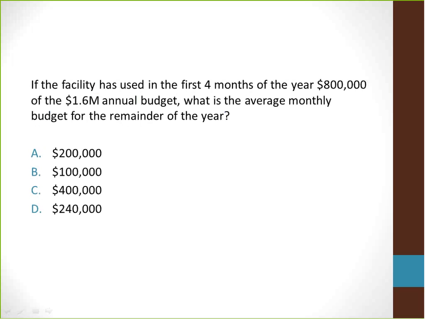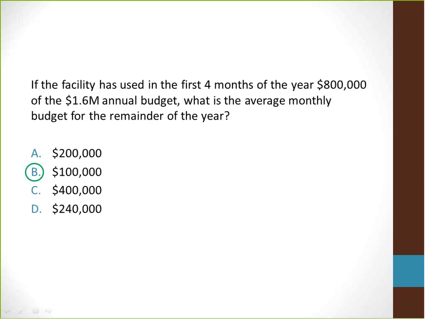If the facility has used in the first 4 months of the year $800,000 of the $1.6 million annual budget, what is the average monthly budget for the remainder of the year? Is it A, $200,000, B, $100,000, C, $400,000, D, $240,000? Answer B is the correct answer here.